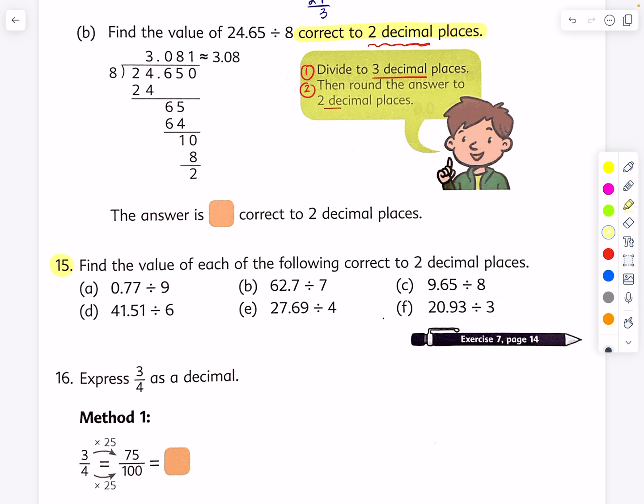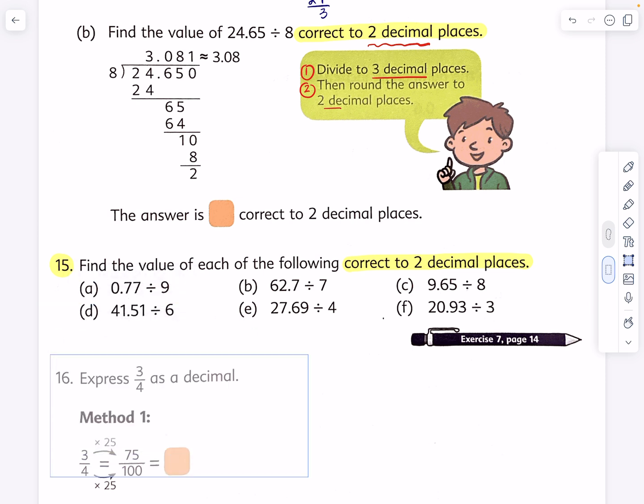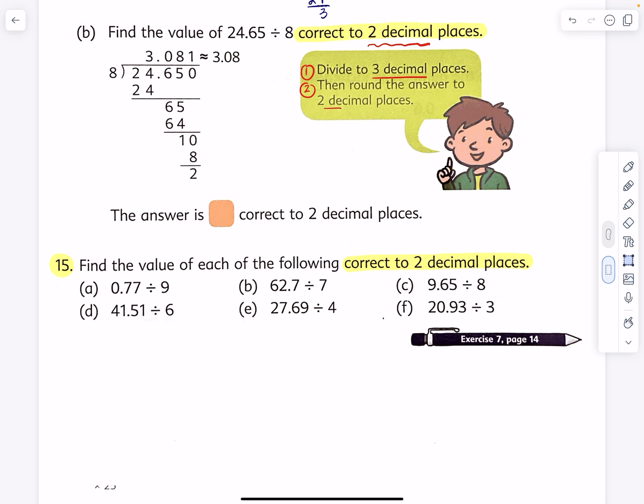I'm on number 15. Find the value of each of the following correct to two decimal places. We're going to go in a two-step fashion. What are we going to do? Let me copy and paste the image so I can have a beautiful whiteboard, because I need lots of space for my long division. So again, find the value. It's a two-step process. Step one, divide and find three decimal places. Step two, round your answer to two. Lots of long division. Let's go, friends.